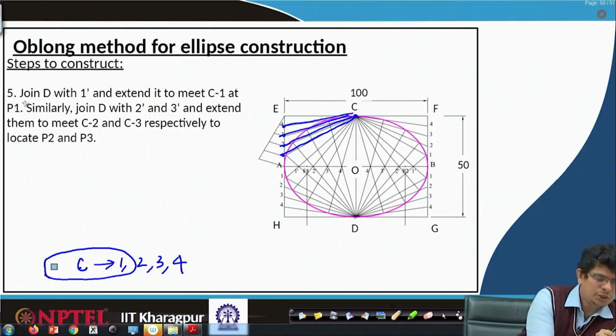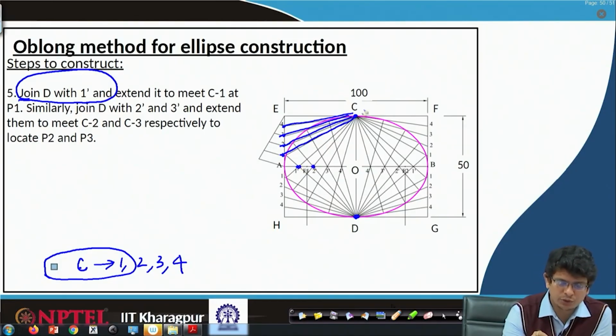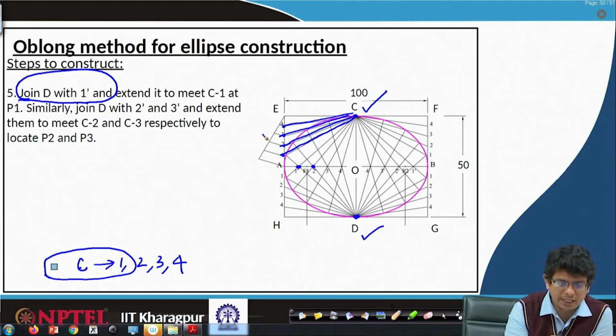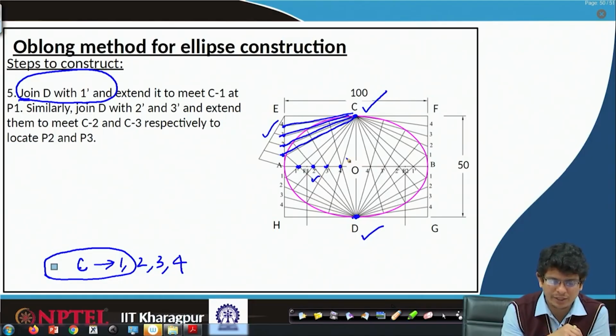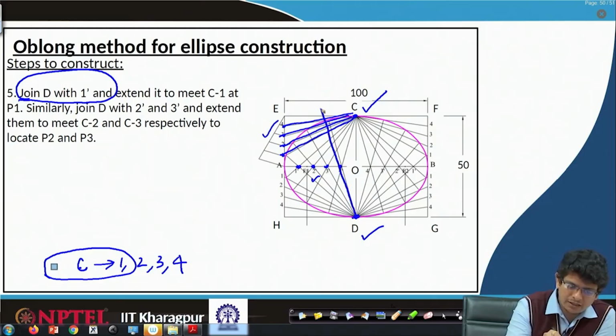Once it is done, join D with 1 prime and so on. So, from D also we are going to join 1 prime, 2 prime. C is on this side, D is on the other side, join C onto this vertical axis, join D with the horizontal axis. So, 1 prime, 2 prime, 3 prime, 4 prime, we will be in a position to get that. So, extend these lines, whatever the fourth line, extend it, third line also extend it, second line also extend it, first line also extend it.